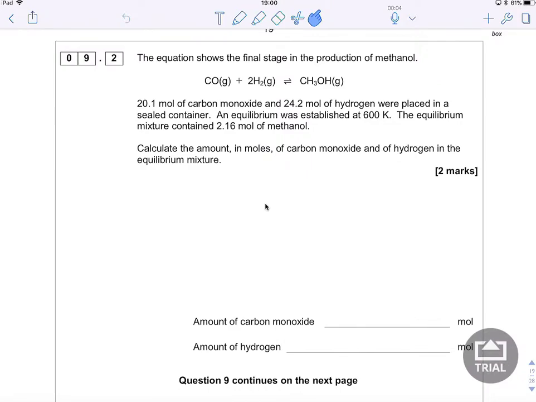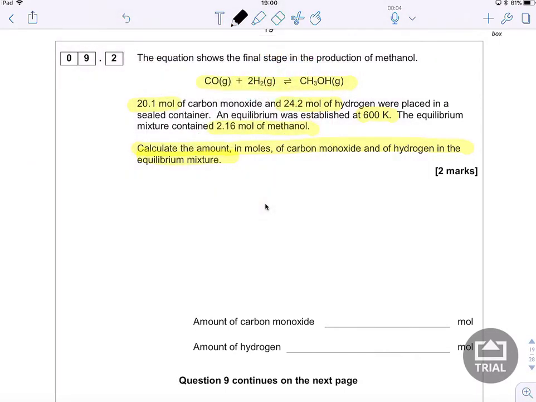Okay, the next part of question 9 has got the equation for the reaction that we were just talking about, and it gives you some information. So it starts off by saying you've got 20.1 moles of carbon monoxide and 24.2 moles of hydrogen placed in the sealed container. An equilibrium was established at 600 Kelvin. The equilibrium mixture contained 2.16 moles of methanol. Calculate the amount of moles of carbon monoxide and hydrogen in the equilibrium mixture.